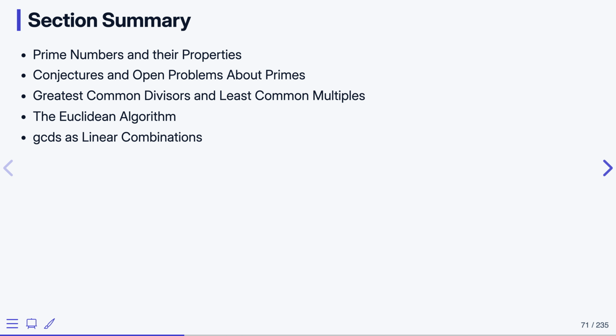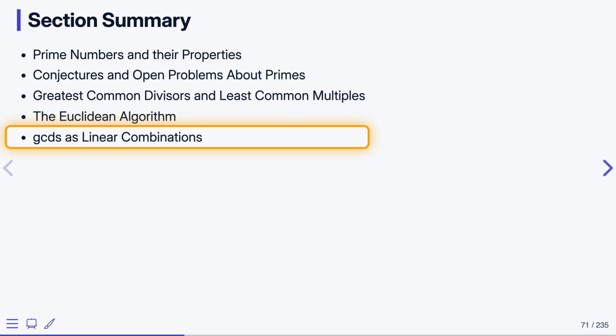This is our plan for this section. First, we meet prime numbers and their main properties. Then we look at some famous conjectures and open problems about primes, questions that are still not answered. Next, we study the greatest common divisor and the least common multiple of 2 numbers. After that comes the Euclidean algorithm, a fast way to find the greatest common divisor. Finally, we see how to write a greatest common divisor as a linear combination of the 2 numbers.